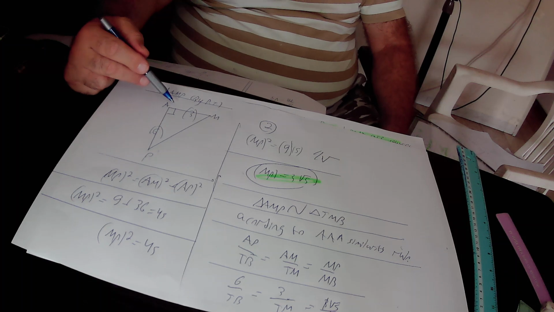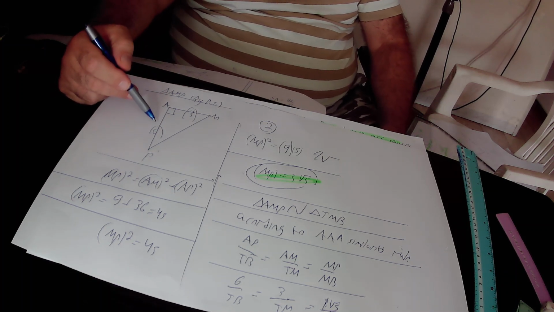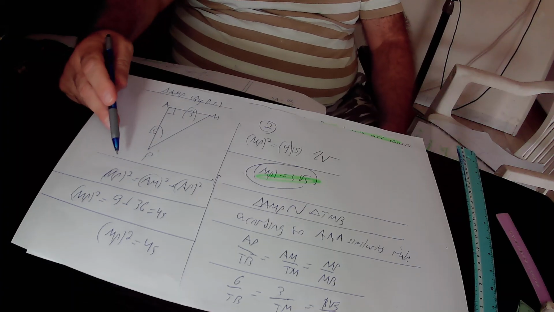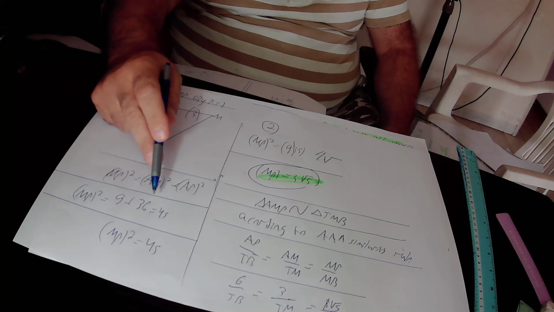MP is the missing side, so leave it as it is, and it equals AM squared. AM is 3, therefore AM squared is 3 squared, that is 9, plus AP squared. AP is 6, therefore AP squared is 6 squared, that is 36. So in total, MP squared equals 9 plus 36, that is 45.